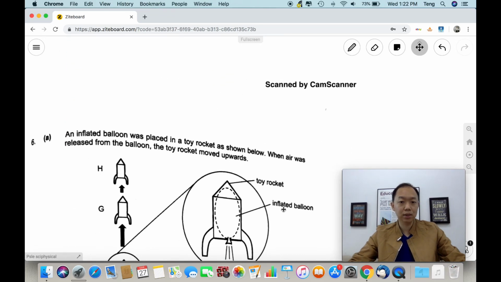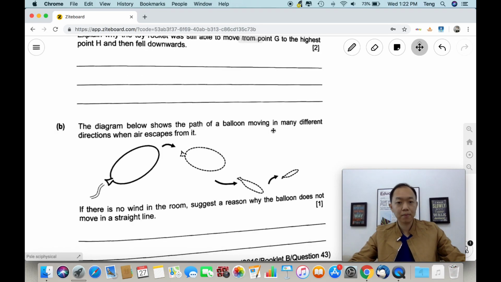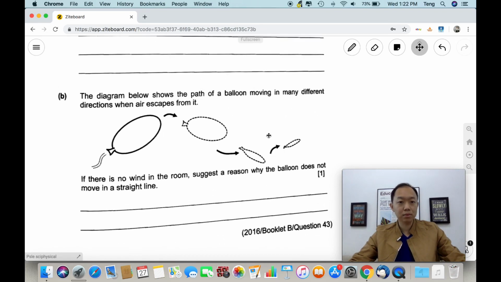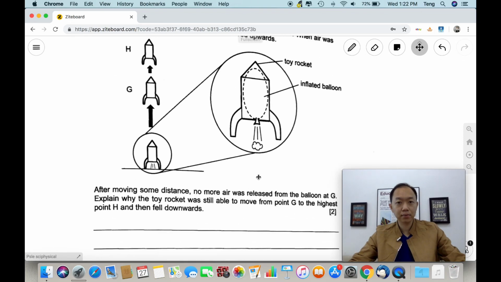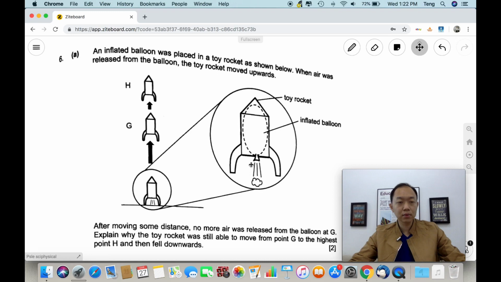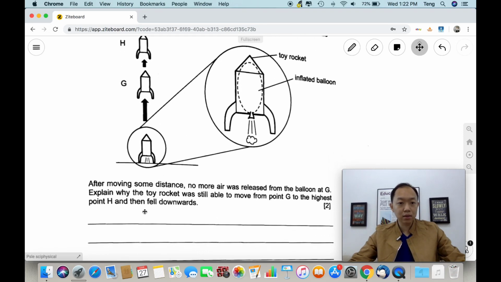Let's take a look. Are we done? Oh, still one more. Let's see. Very interesting questions, huh? Okay, so an inflated balloon was placed in the toy rocket as shown. When air was released, the toy rocket moved upwards. After moving, no more air. Explain why the rocket was still able to move from point G to H. Oh, okay, this question is actually quite difficult.